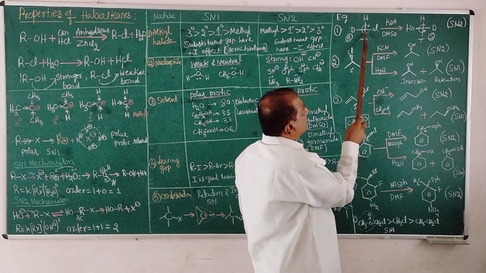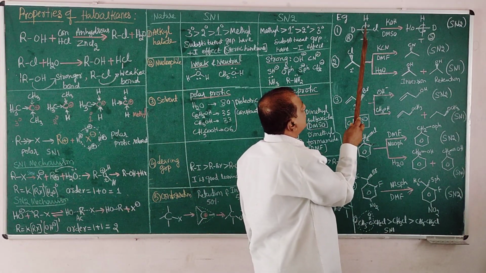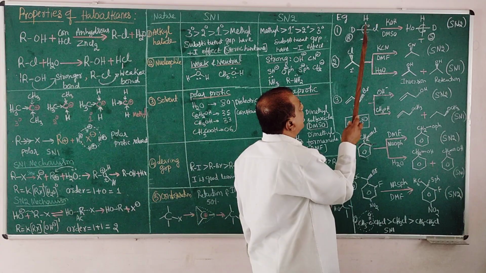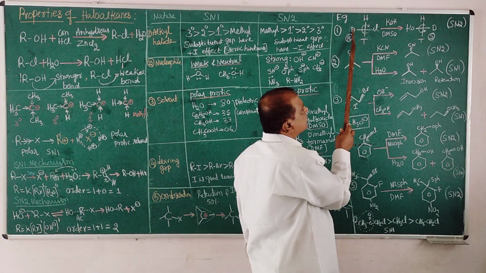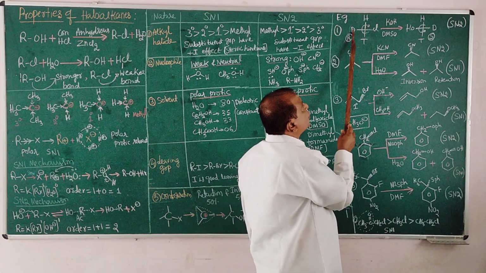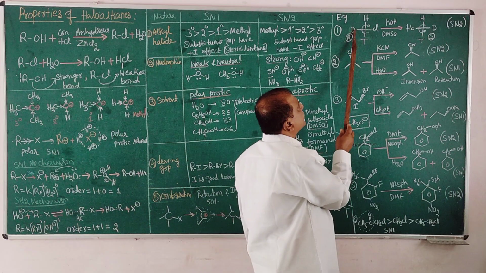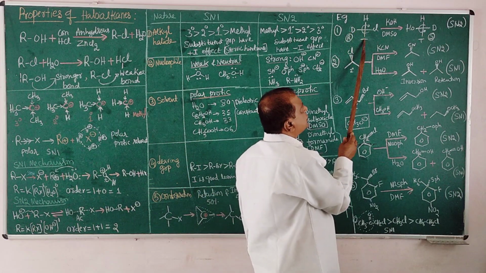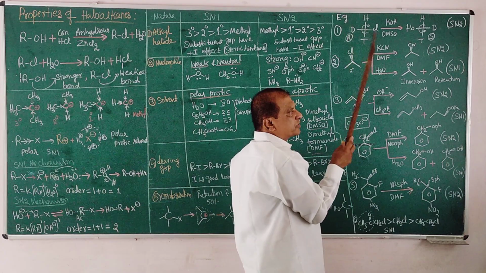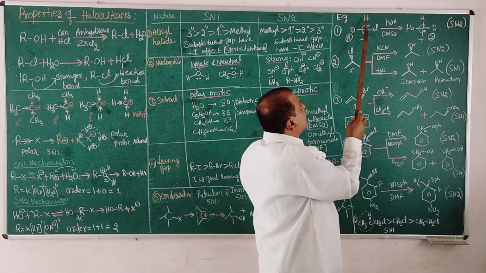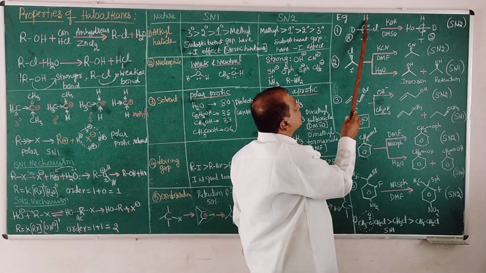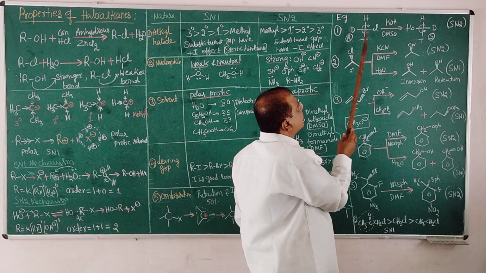Carbon is here, tetrahedral. Carbon has 4 chemical bonds. Chlorine, the hydrogen. Here this hydrogen is deuterium, an isotope. Here this is also hydrogen. Tritium is an isotope of hydrogen. It contains one proton; deuterium has one proton and one neutron; tritium has one proton and two neutrons.